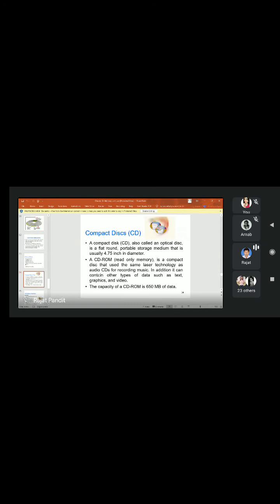So this is basically the compact disc. A compact disc, also called an optical disc, is a flat round portable storage medium that is usually 4.75 inches in diameter. CD-ROM, or compact disc read-only memory, uses the same laser technology. You know that using laser technology, the data are written into the track. Similarly, using laser technology, the data from the CD are read. The capacity of a CD-ROM is 650 MB.